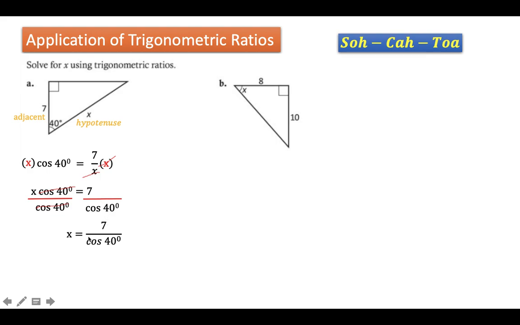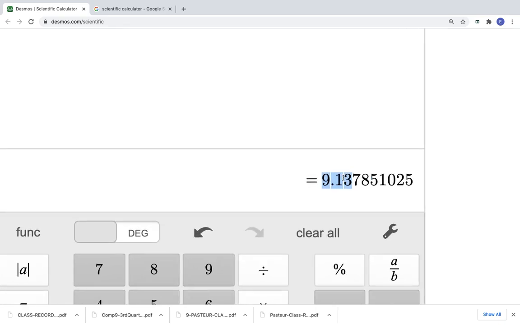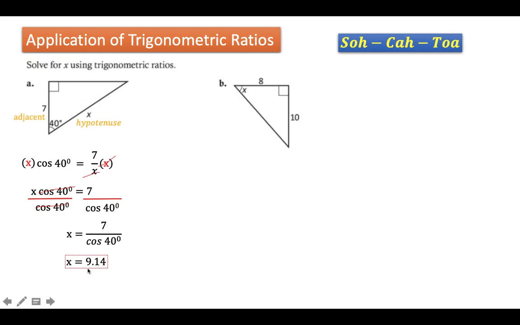From here, to solve for the value of x, we need a scientific calculator. So we can use this Desmos calculator. So we'll just simply type in 7, then divided by cosine 40 degrees, and we have the answer. So you can write your answer in 2 decimal digits. So our final answer here will be 2.14. And that will be our answer.